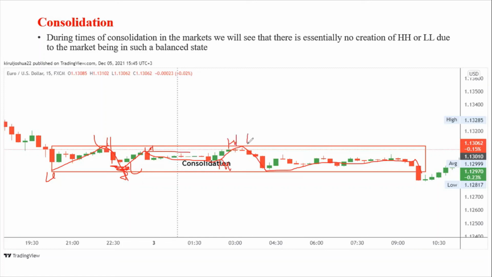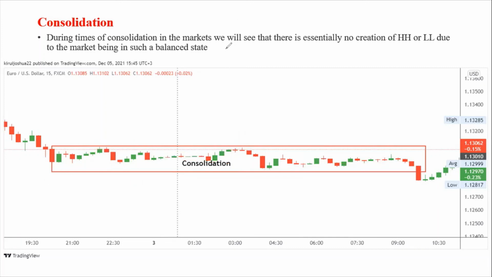So you can see there is no balance, there is no clear market structure here, because the market is just balancing itself. It's creating a lower low, lower high. Then again it creates a higher high, a higher low, a higher high, like that in continuation of the trend. So you can see that the market will be showing us no clear direction.